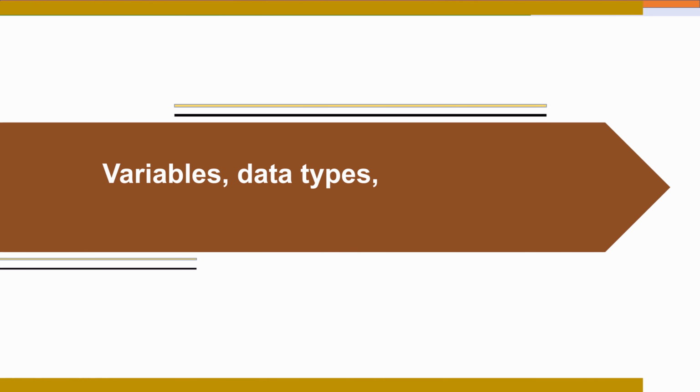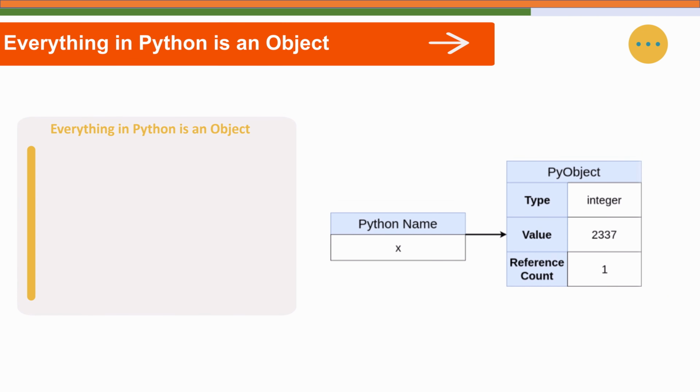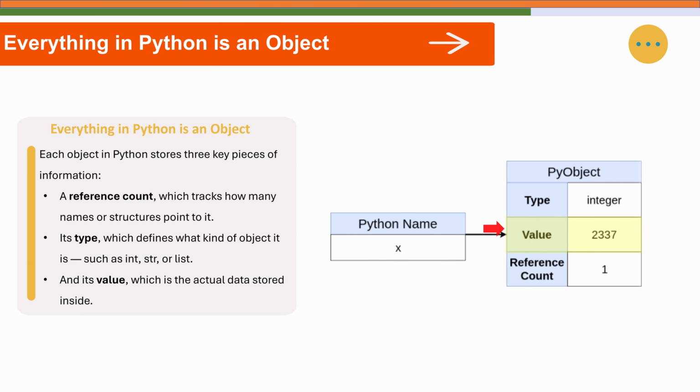In Python, everything is an object: numbers, strings, lists, or even functions. Each object in Python carries three important pieces of information: the reference count, type, and value. The reference count defines how many names or containers are pointing to this object. The type defines what kind of object it is, such as int, float, or list. Value represents the actual data stored inside that object.